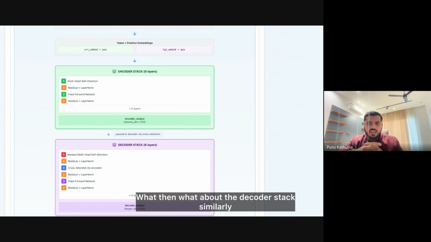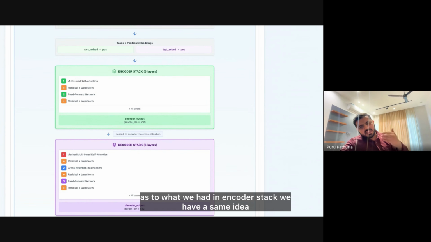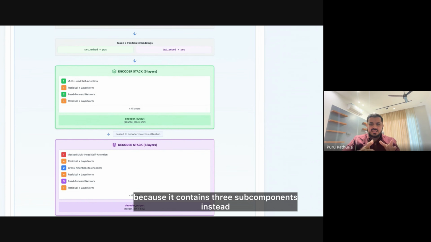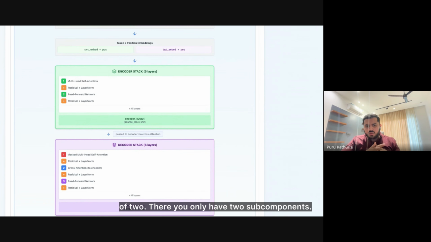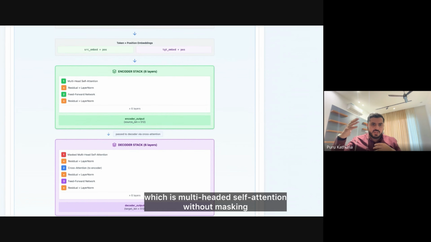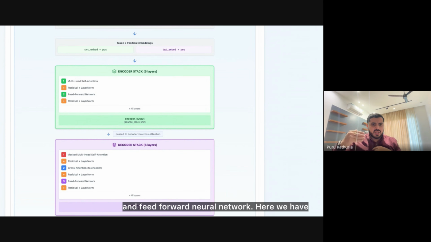What about the decoder stack? Similarly to the encoder stack, we have the same idea that we will keep six layers for the decoder stack. And each layer in the decoder stack is heavier than an encoder layer because it contains three subcomponents instead of two. There we only had two subcomponents, which are multi-headed self-attention without masking and the feed-forward neural network. Here we have multi-headed self-attention, but with causal masking, and we have cross-attention.